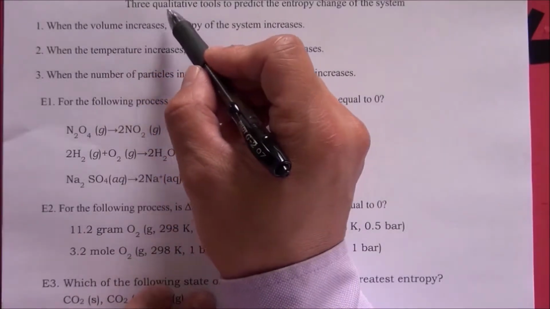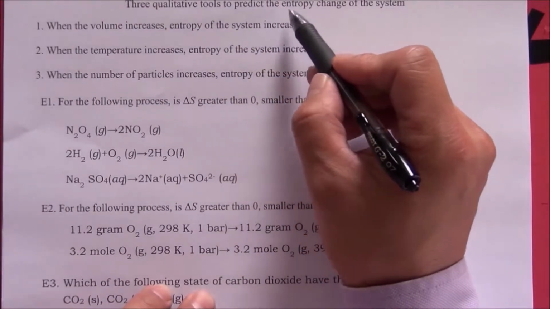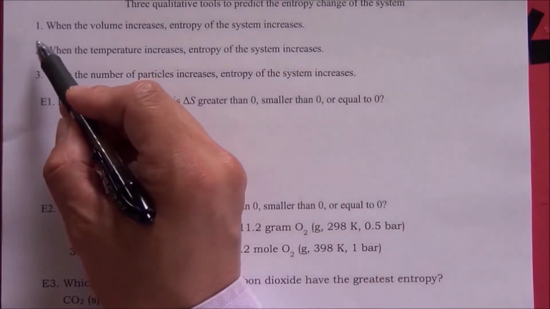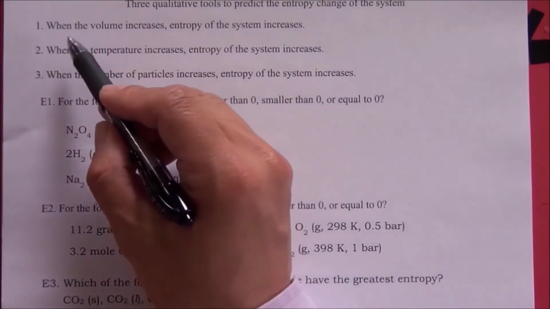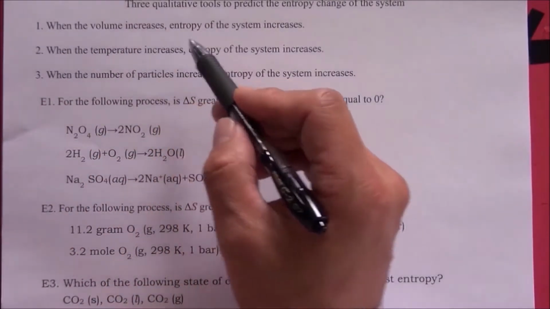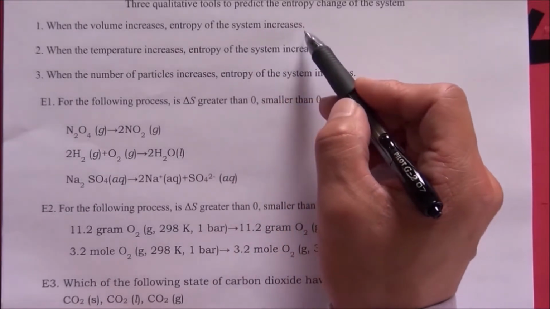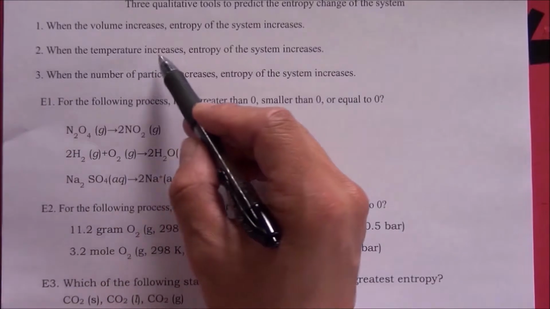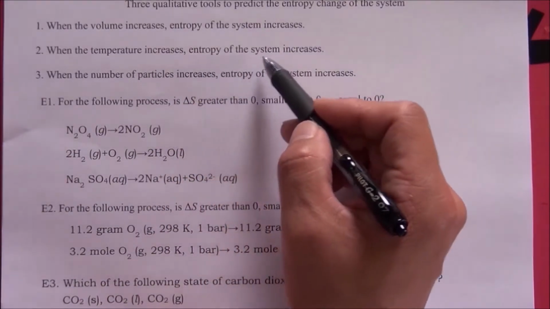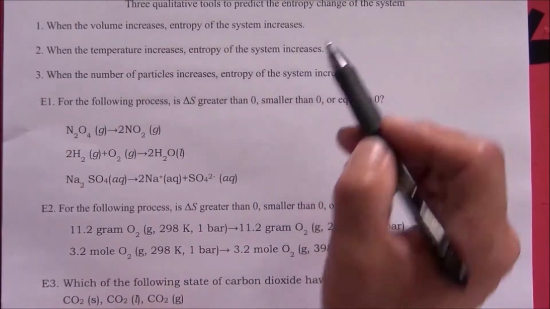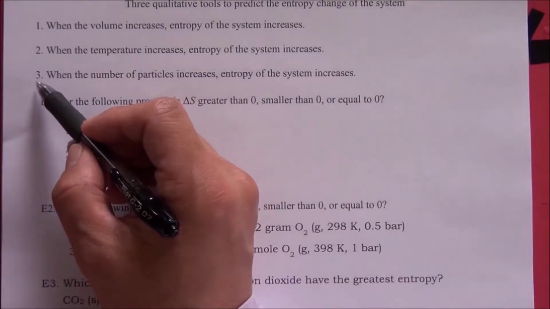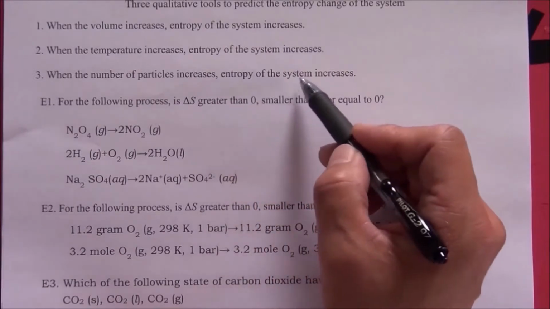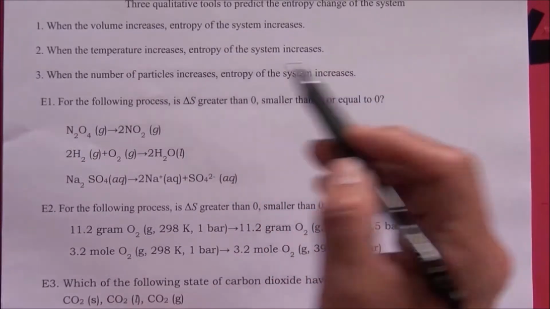There are 3 qualitative rules to predict the entropy change of the system. Rule number 1, or tool number 1: when the volume increases, the entropy of the system increases. Tool number 2: when the temperature increases, the entropy of the system increases. Tool number 3: when the number of particles increases, the entropy of the system increases.